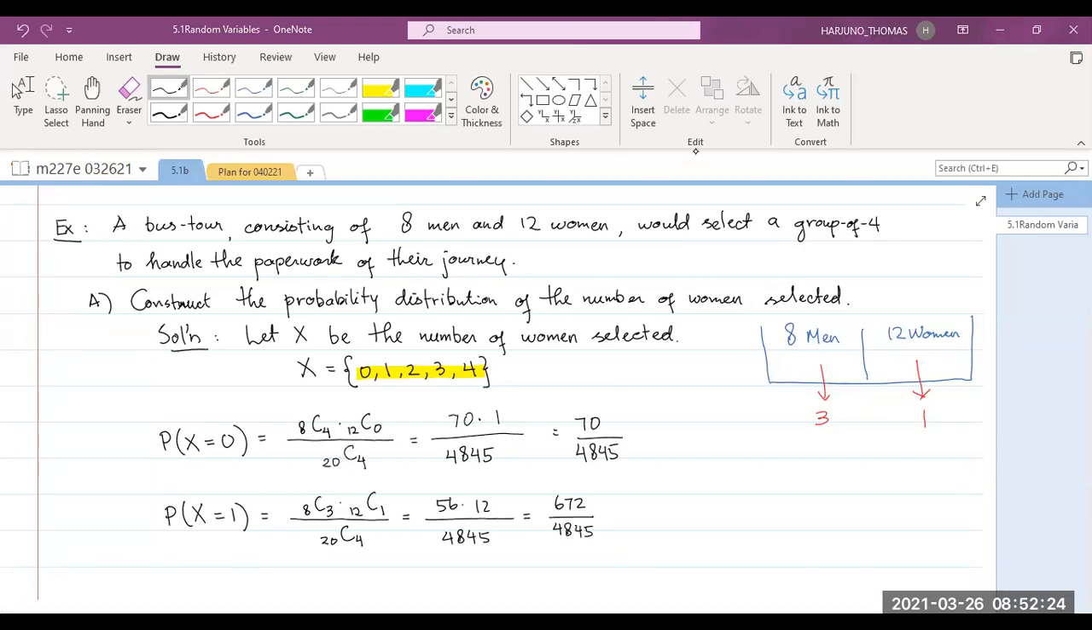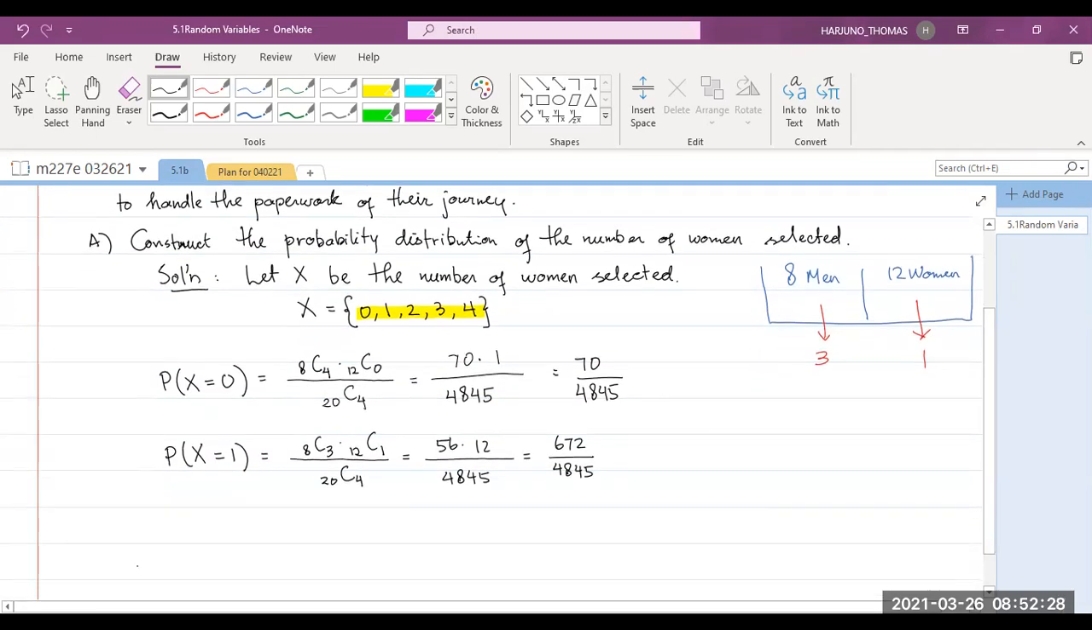No question? Okay, let me ask you to do the probability of getting 2 women selected from that group of 4. Write the notation only. So you need 2 women, therefore you need also 2 men to be in that group of 4. Now, can you tell me what's the notation here? On the top?